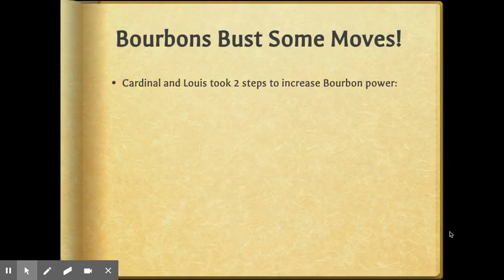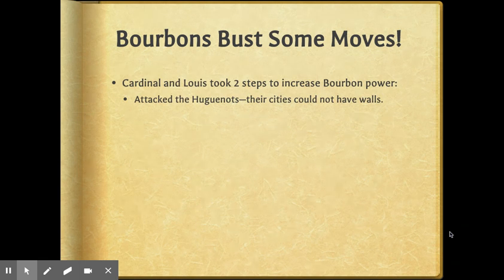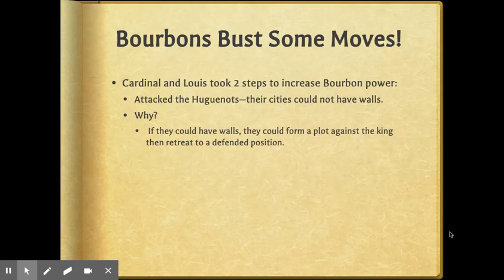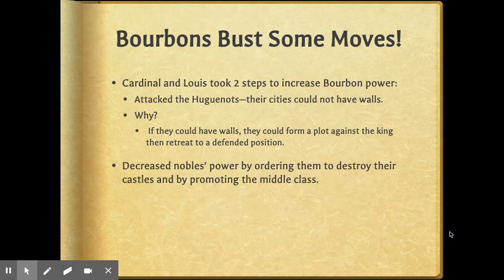So Cardinal and Louis are going to try to increase Bourbon power by attacking the Huguenots, saying that the cities that the Huguenots lived in could no longer have protections in the form of walls, which today we're like, well, whatever, cities don't have walls. But back then they did, and that was a huge thing. It also shows that they're going to attack the Huguenots. The religious peace set aside by the Edict of Nantes was now going to be ignored. They argued that they were scared that Huguenots would form some sort of plot to try to kill Louis XIII, and so that's why. But it was a pretty weak argument.